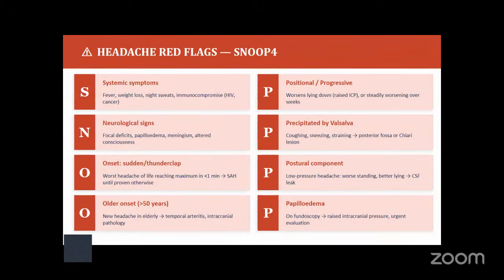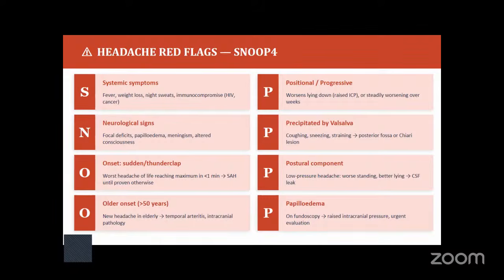There are red flags which require immediate management in headaches. So you want to look for headaches that have systemic symptoms, so fever, weight loss, night sweats, in patients who are in an immunocompromised state. So that just indicates systemic dysfunction. Then you have neurologic signs such as focal deficits, papilledema, meningism, and altered consciousness. This can indicate the presence of issues like stroke, which need to be managed immediately.